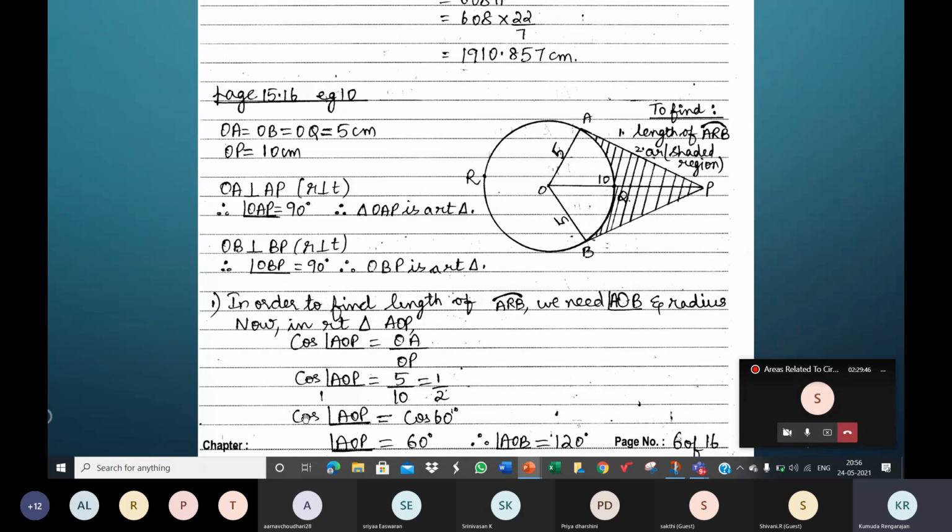When you look for half in the cos table, cos of 60 degrees is half. So 1 by 2 is nothing but cos 60. So cos of angle AOP is equal to half, which is nothing but cos 60. On comparing both the sides, angle AOP is 60 degrees, which means angle AOB is 120 degrees. This is how, with the help of trigonometry, we find the sector angle.